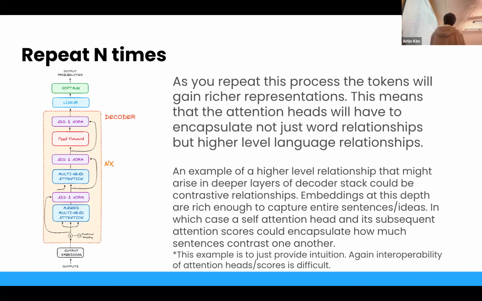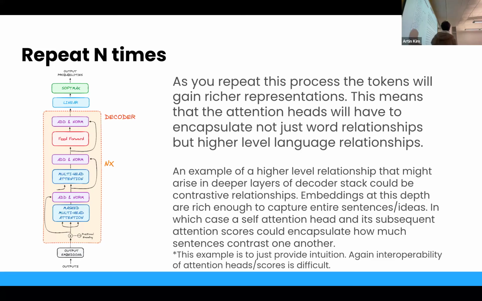But as you repeat this process, these tokens are going to gain richer and richer representations, which means that the attention heads will actually have to encapsulate not just word relationships of like verbs, adverbs, whatever. You'll have to capture higher level language relationships, right? So at a certain level, once you keep doing it with all these tokens, you're keeping this processing higher and higher. Each token is not going to just represent a word. It actually might represent an entire sentence or idea in that text you inputted, right? So a higher level relationship might be like a contrastive relationship.